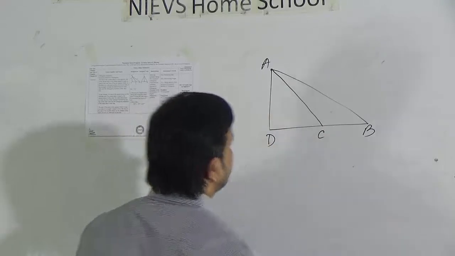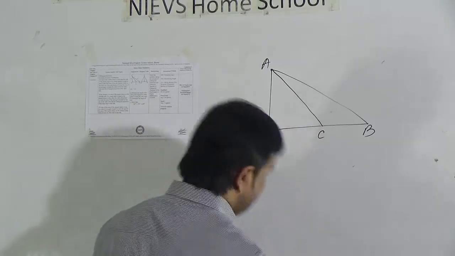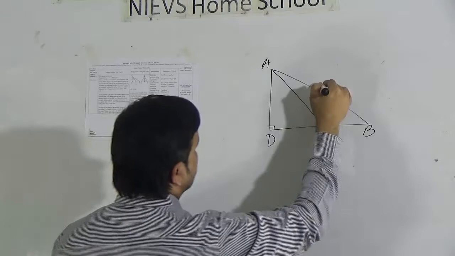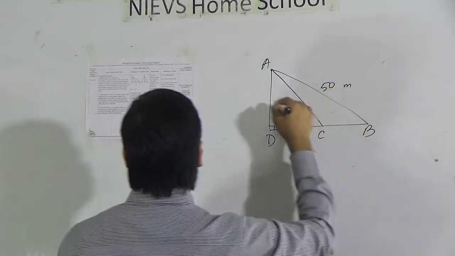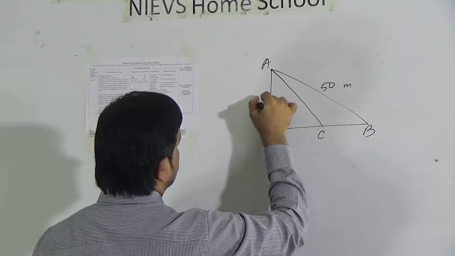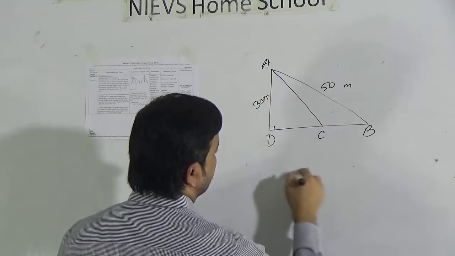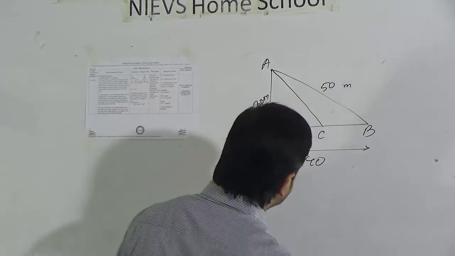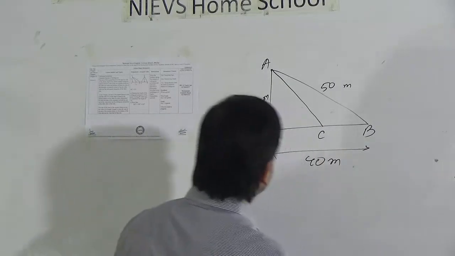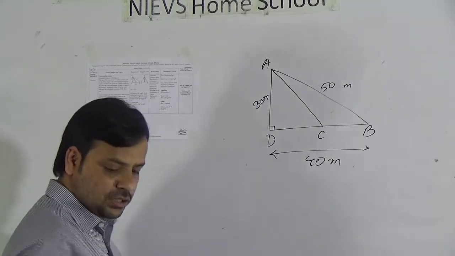AD is perpendicular to BC. This figure is given, and here this length is 50 meter. This is 30 meter, and this total length BD is 40 meter. To solve the first question, what do we need?